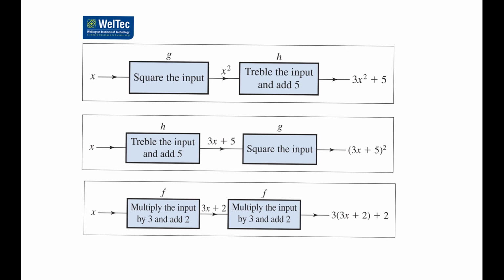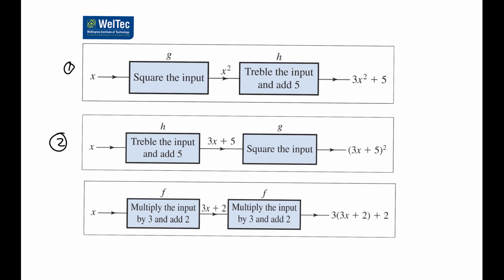Suppose we've got two functions, g and h, and what we're looking at here is that there is a difference in the order of things. In example number 1, we've done g first, and it squares the input. Then h takes that, multiplies it by 3 and adds 5, and we spit out 3x squared plus 5. In the second example, you treble the input and add 5, because we're going to do h first. So we spit out 3x plus 5. Now our function g says square the input, so we're going to spit out (3x plus 5) squared.